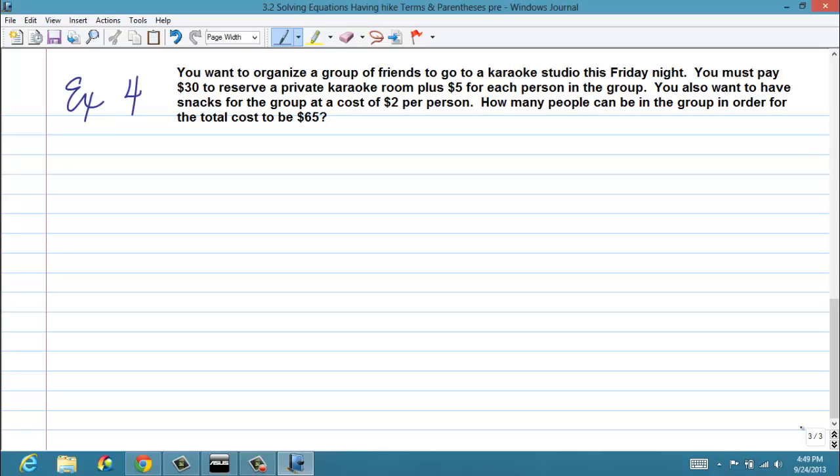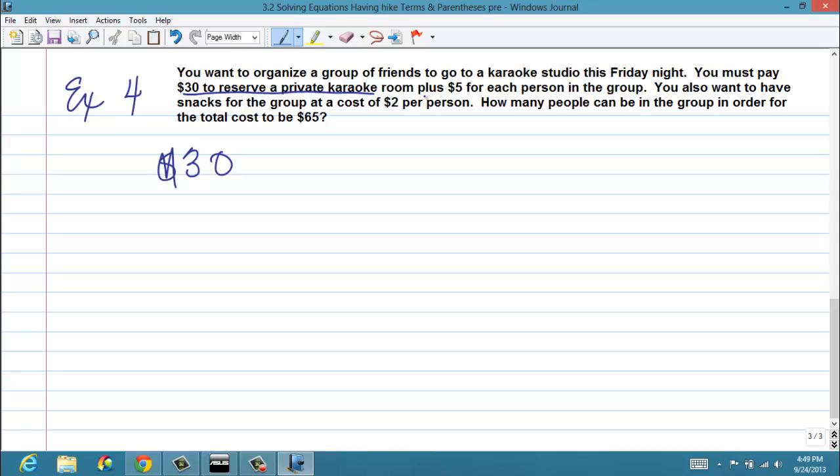Even though I'm only asking you how many people, you do need to know how to actually write the equation. Sometimes that will be the question, to just write the equation. So let's go ahead and practice coming up with our model for this. First thing is they say that we have to pay $30 to reserve. So we know $30 is in the mix.